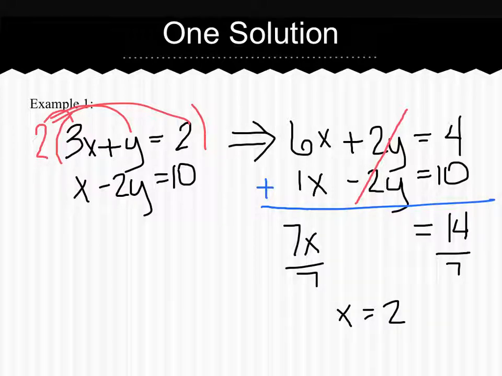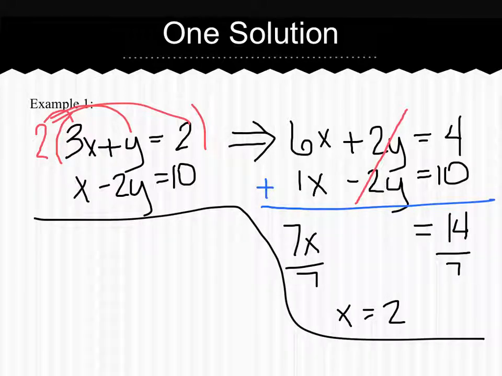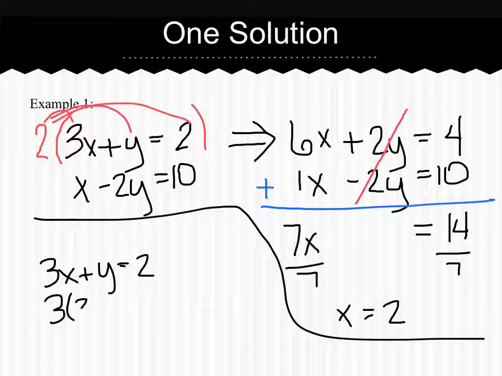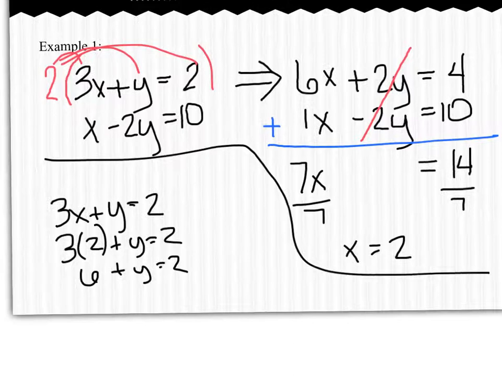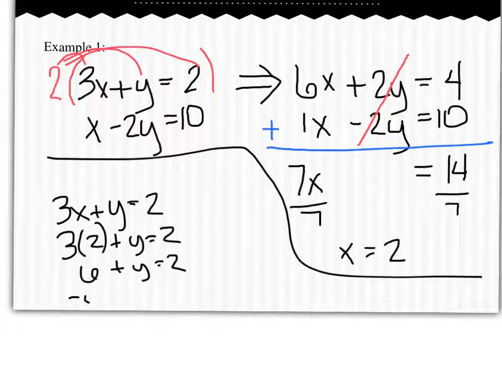I can choose either of the two equations that we started with, and I'm going to plug in that x is 2 to find our value for y. I'm going to choose the first one, so we have 3x plus y equals 2. It doesn't matter which one you pick, your y value should be the same. So 3 times 2 plus y equals 2. So 6 plus y equals 2. That means that when we subtract 6 from the left and the right of this equation, then y equals a negative 4.